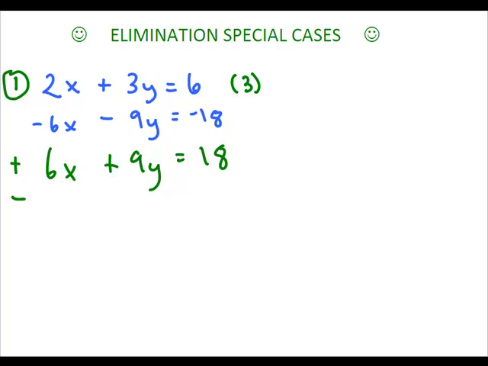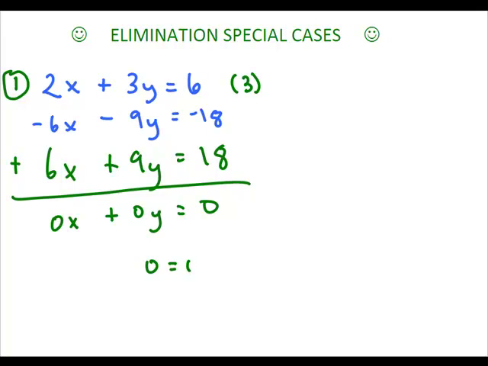Then I add these two equations to eliminate x, and we see that we may have eliminated a little more than we had intended. Now we get 0x plus 0y. We end up with 0 equals 0. Sometimes you can work through these elimination problems and the variables are gone, and you're left with a true statement, and that actually has a specific meaning. What that means is that these two are in fact the same line, and we have infinite solutions.